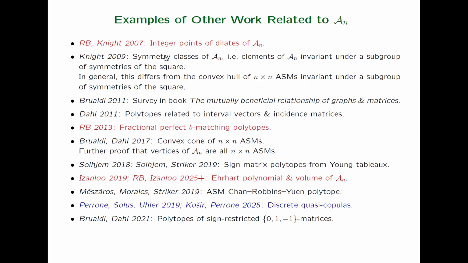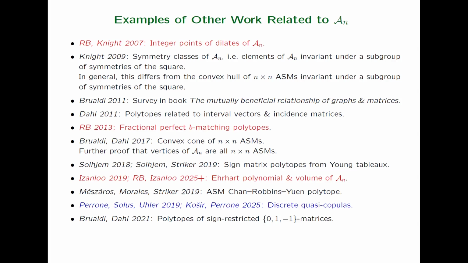Symmetry classes are an obvious topic to investigate here. There's actually 2 ways you can think of symmetry classes. You can think of the elements of An which are invariant under some subgroup of symmetries of the square. That's what was done by Knight in 2009. Or you could look at the ASMs which are invariant under some subgroup of the group of symmetries of the square, and look at the convex hull of those. Typically, these are going to give you different polytopes. The first way of doing it has been studied. The second, as far as I'm aware, has not.